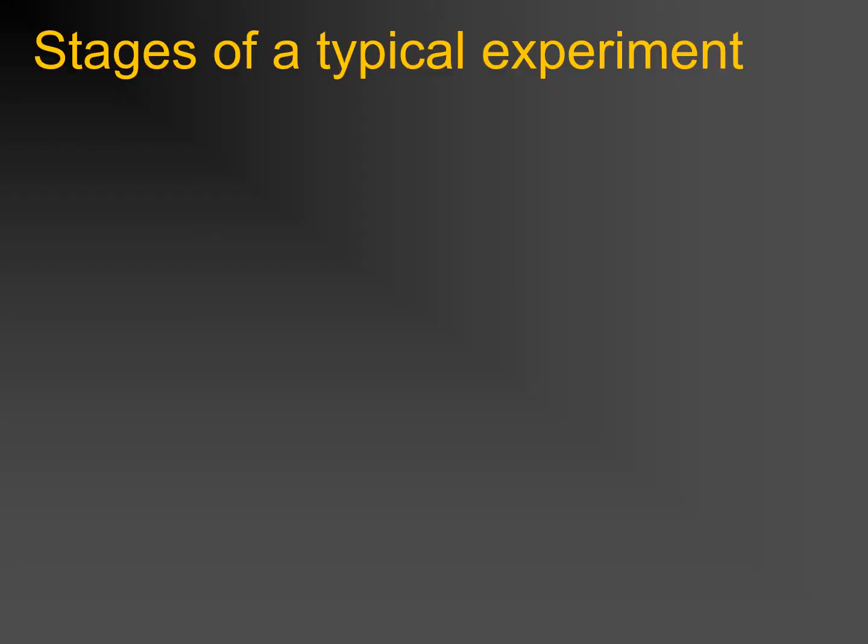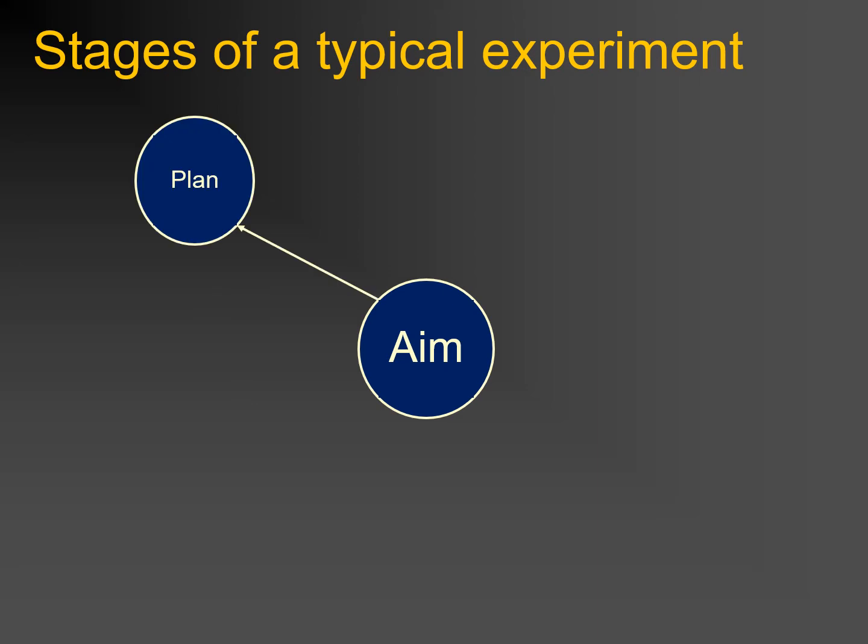Let's summarize the stages of a typical experiment. What do we want to find out by doing an experiment? What is its purpose or its aim? A clearly expressed aim impacts directly on decisions regarding, for example, what resources are needed. The plan addresses such questions as what quantities are to be measured, how are they to be measured, what equipment or apparatus is needed.